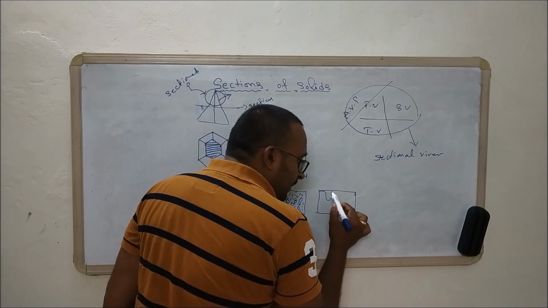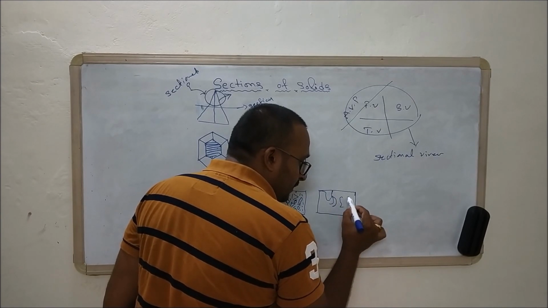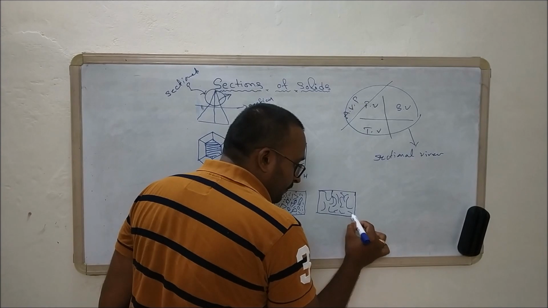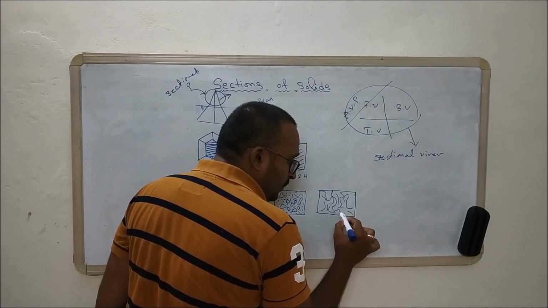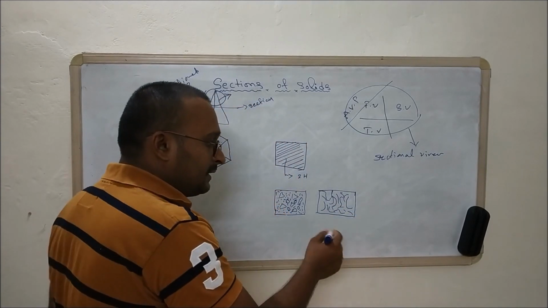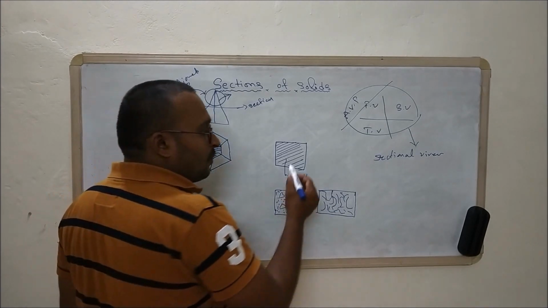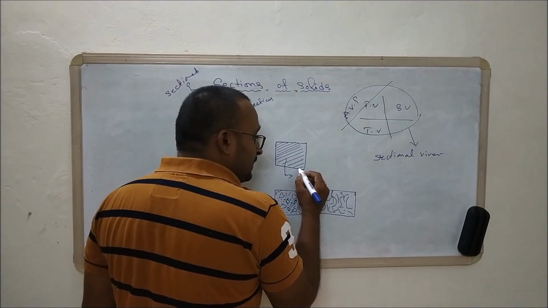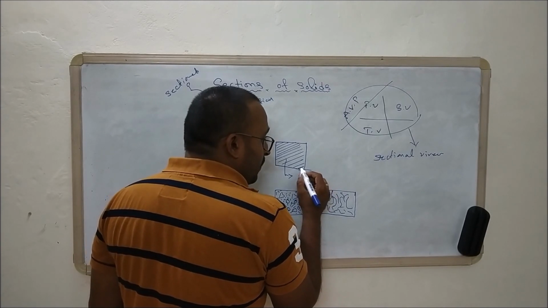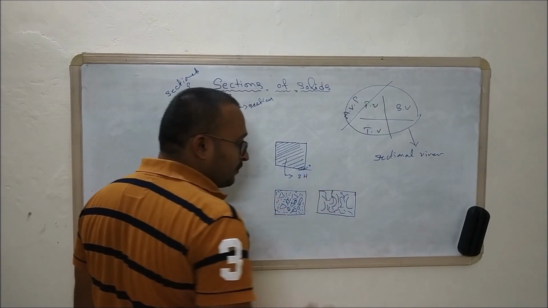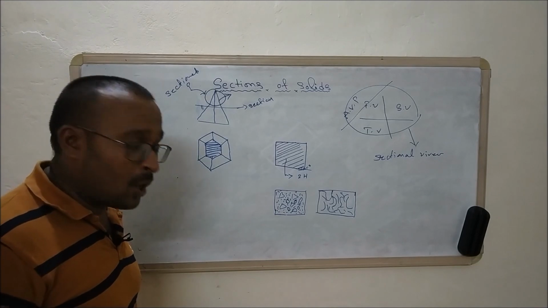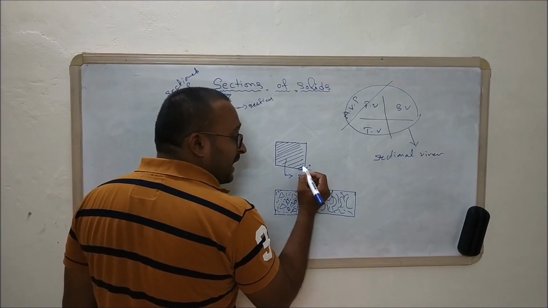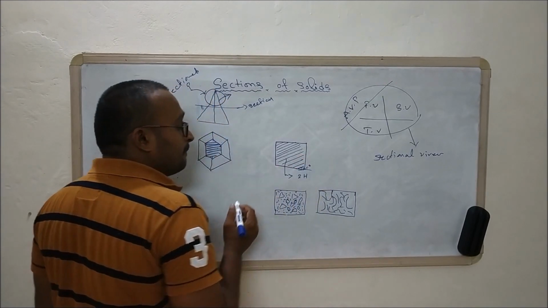So that wood will be represented in a different way. It depends upon the wood type, and that is the representation. For metals it should be like this. These hatching lines must be at 45 degrees inclination with respect to the ground, and the distance between two successive hatching lines should be even, right?